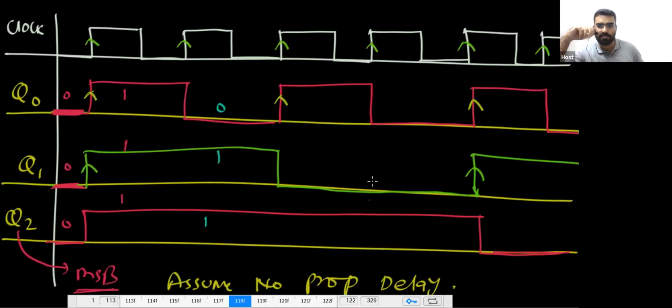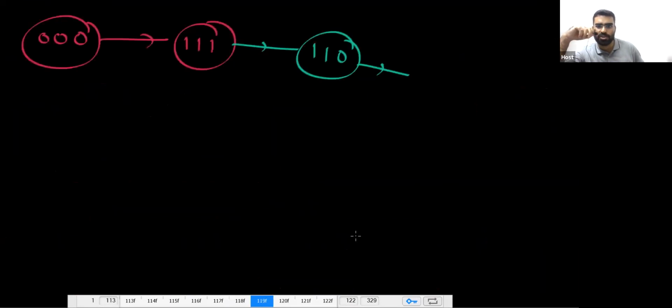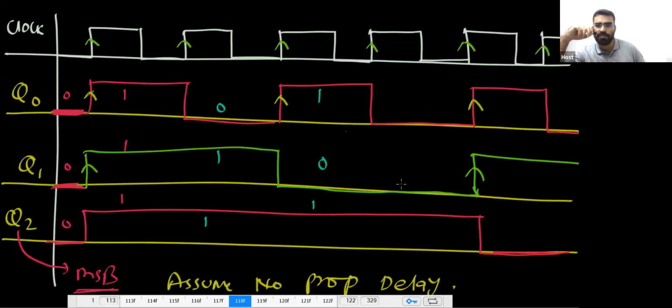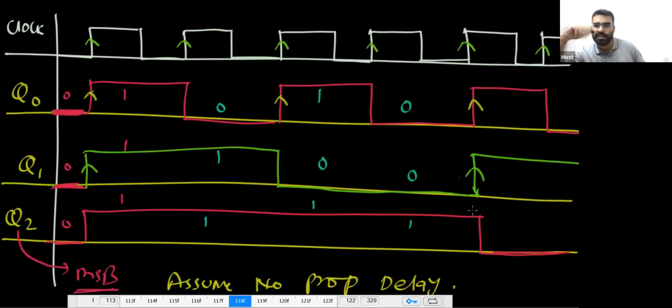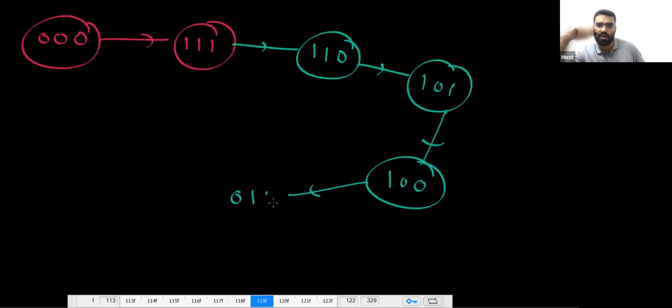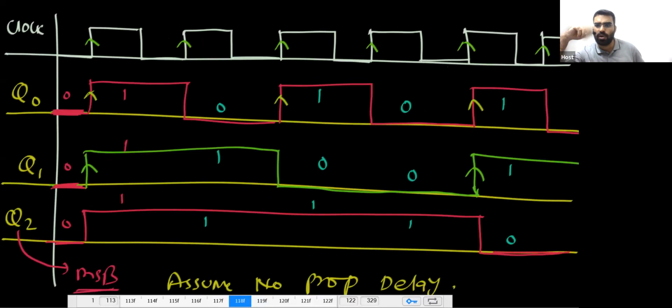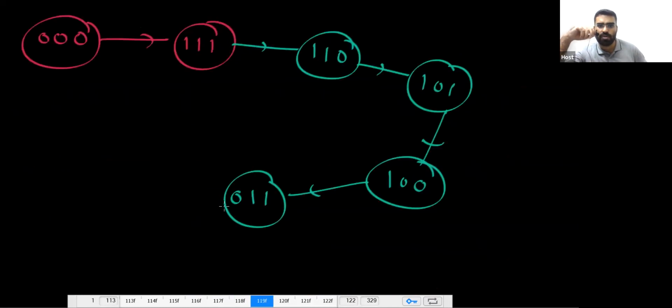What is the next state? That is 1, 0, 1. What is the next state? After 1, 0, 1, the next state is 1, 0, 0. After that, what is the next state? That is 0, 1, 1. And everything will go like this, and so on. And then finally, I can say that from 0, 0, 1 to this.